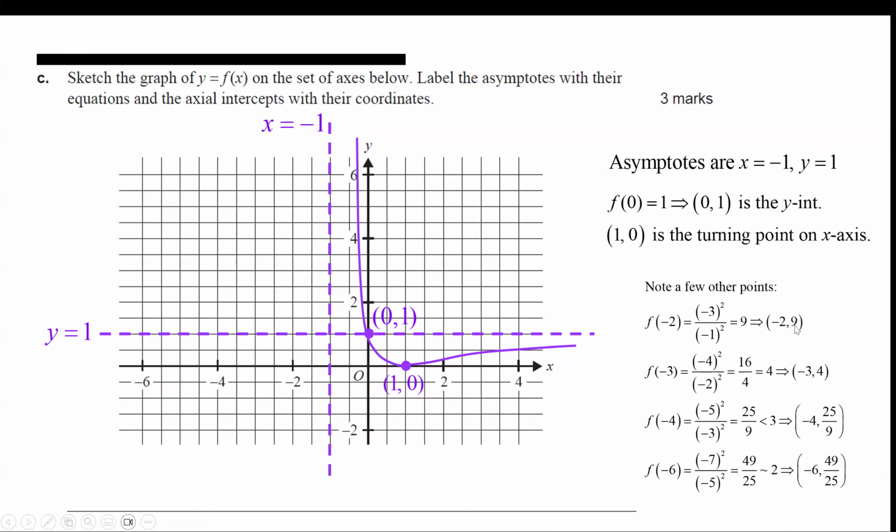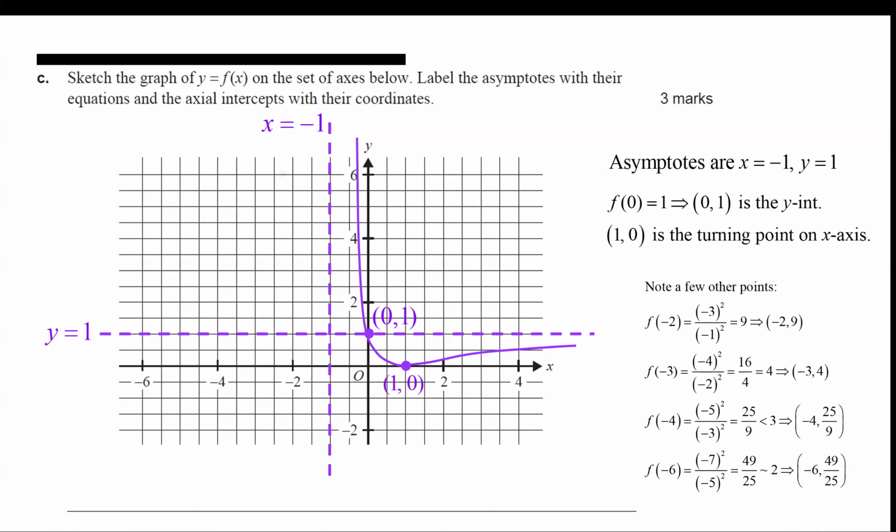For example, (-2, 9). Of course, this point is away from the available screen or set of axes here. So it's very high up. But when you sub in -3, you will be able to get a 4. So (-3, 4). And then (-4, 25/9). This is slightly lower than 3 because 27 over 9 is a 3. And eventually, when you get -6, you'll be able to get 49 over 25, which is a tiny little bit below y equals 2.